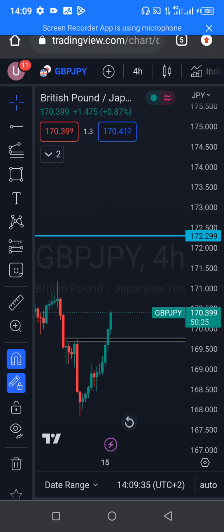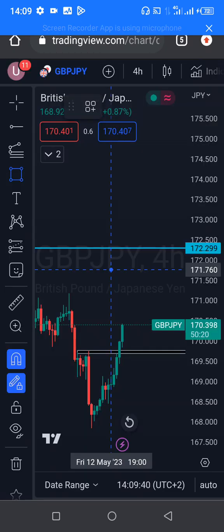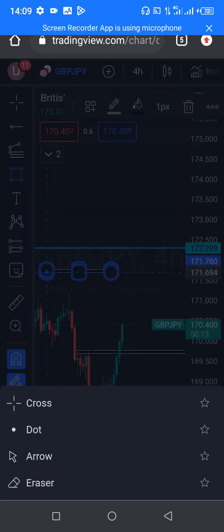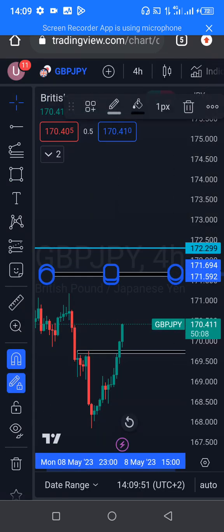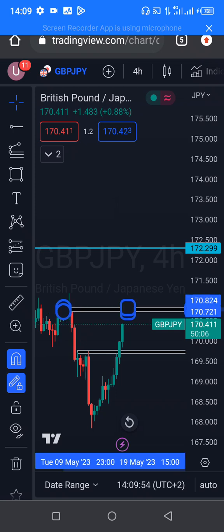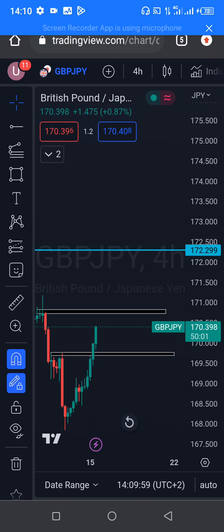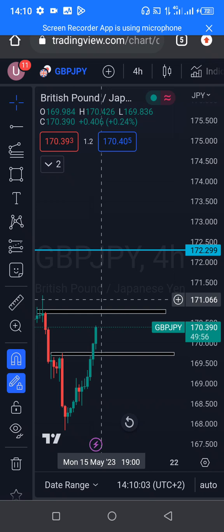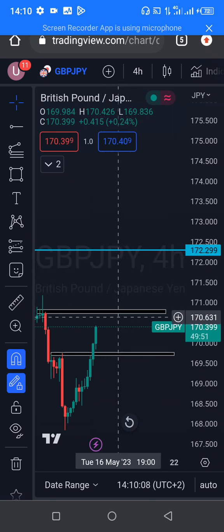But since we missed this trade, we can expect it to reach a resistance. So our resistance here will then become a support. This one over here, we're expecting to break, retest, and then we should.